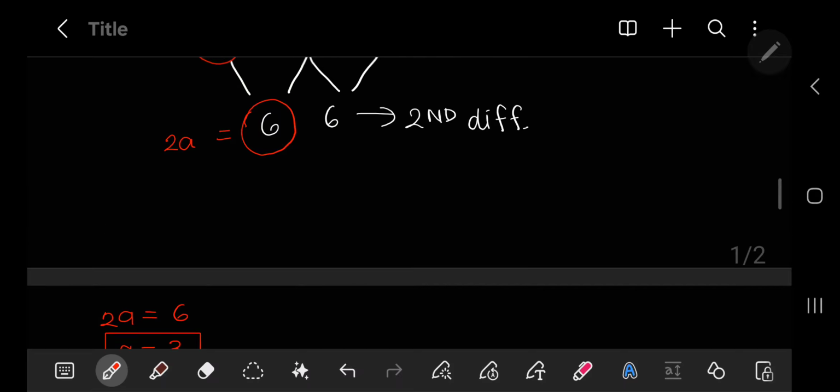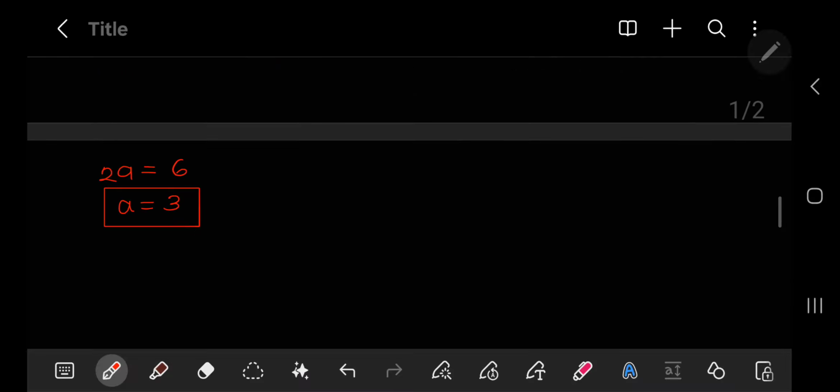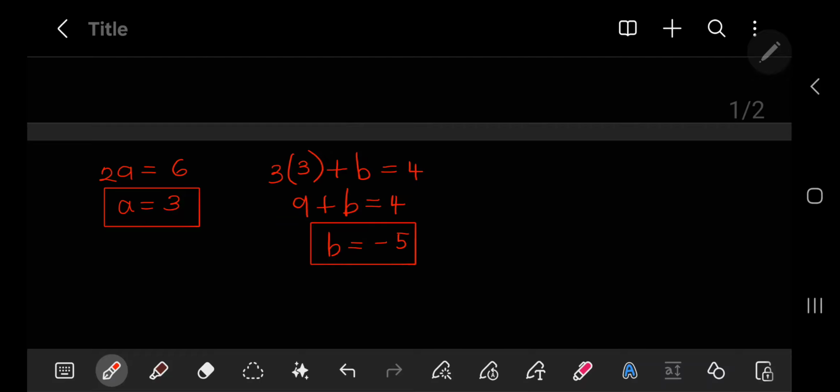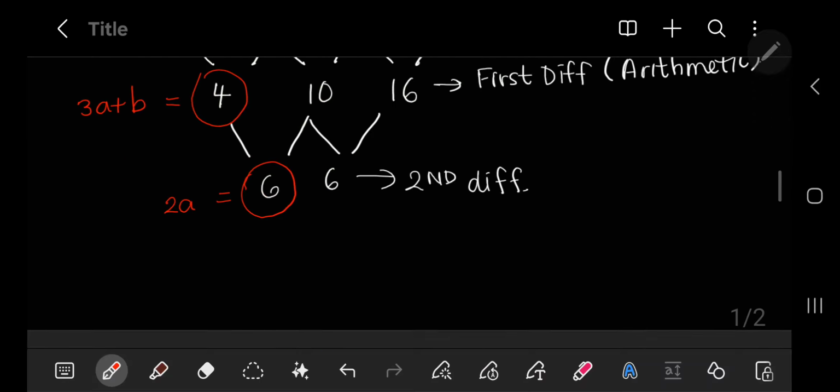Okay, so we're going to have 2a is equal to 6. Divide throughout by 2, a is equal to 3. Then let's go above that. 3a plus b is equal to 4. That's going to be 3 times 3 plus b is equal to 4. 3 times 3 is 9. We can take the 9 over to the right hand side. It is going to subtract. So b is equal to negative 5.